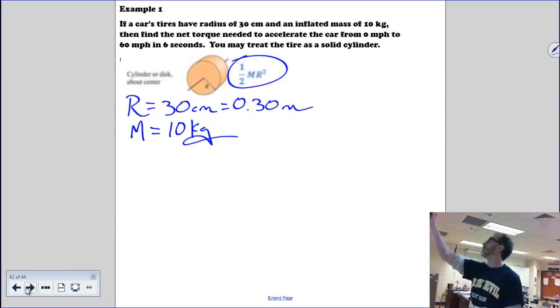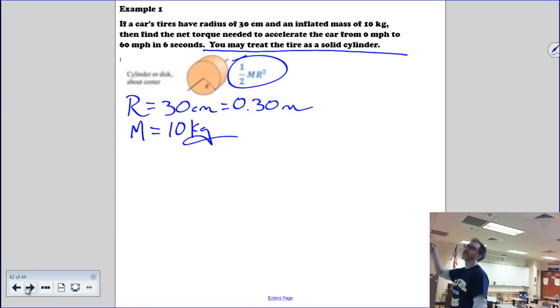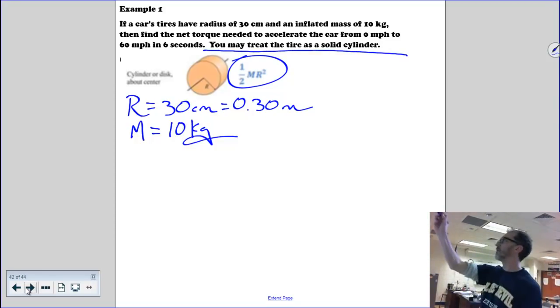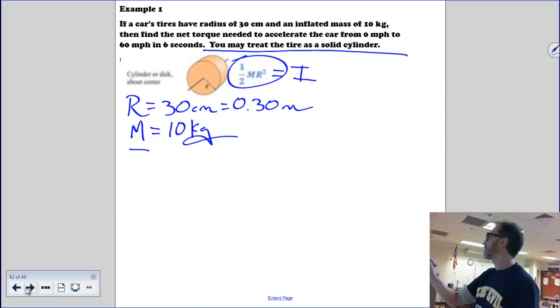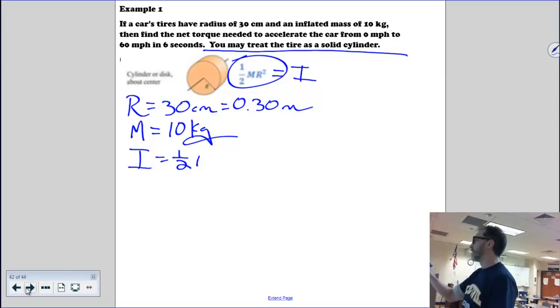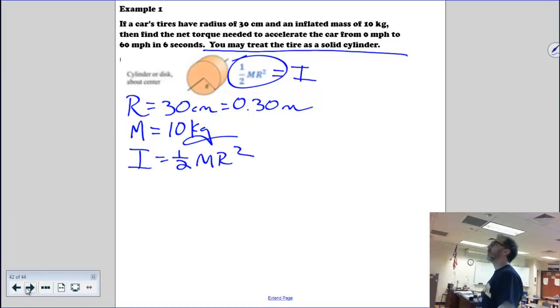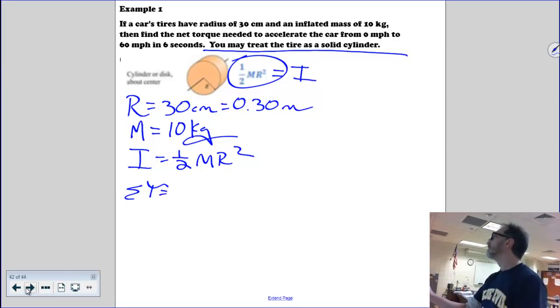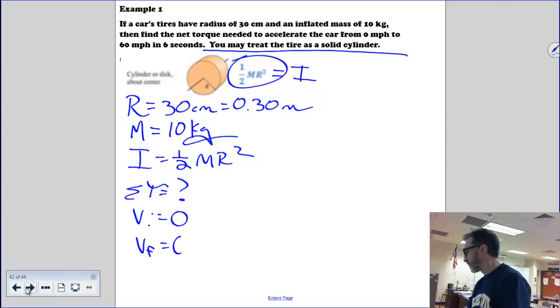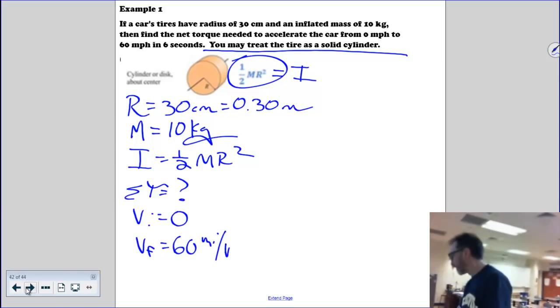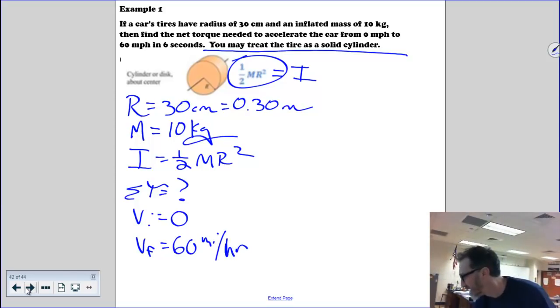The problem a little bit later here says you may treat the tire as a solid cylinder. So I copied this equation here for our rotational inertia. Jot that down: I is 1/2 m r squared. And the question wants to know what the net torque is that we're going to need in order to get this thing to accelerate from an initial velocity of 0 to a final velocity of 60 miles per hour in a time of 6 seconds.